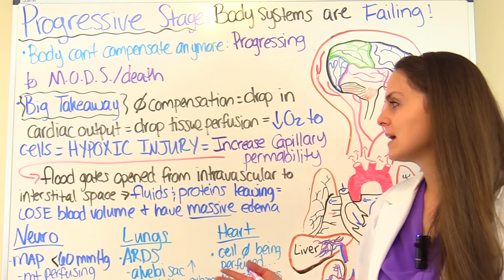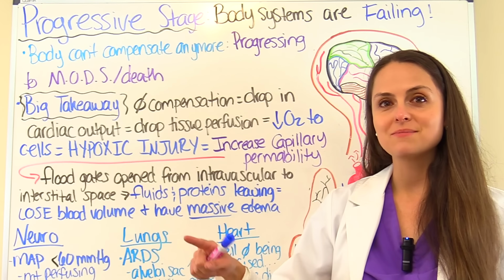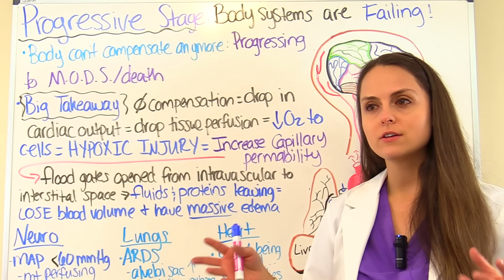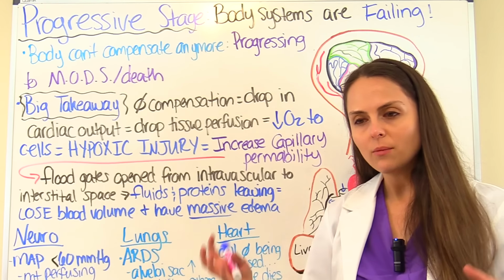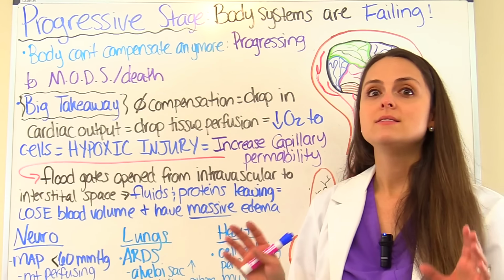And what happens is that literally the floodgates are just open from the intravascular system that we just built up with our compensatory stage. Remember all those little hormones that are playing a role in helping us build up our blood volume back to the heart? Well, this just undid it.